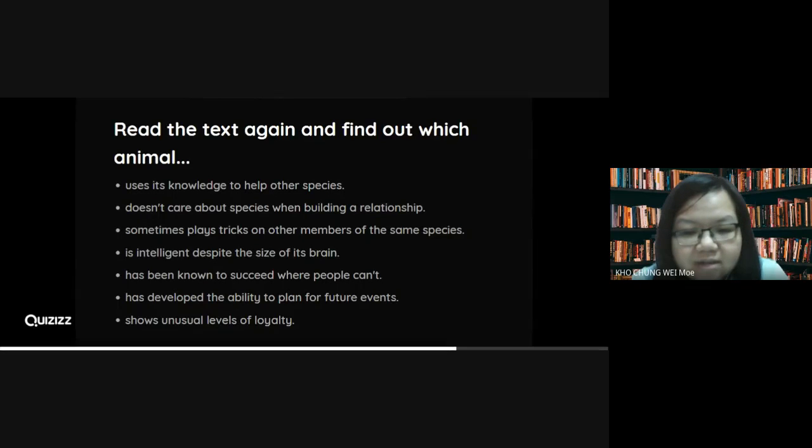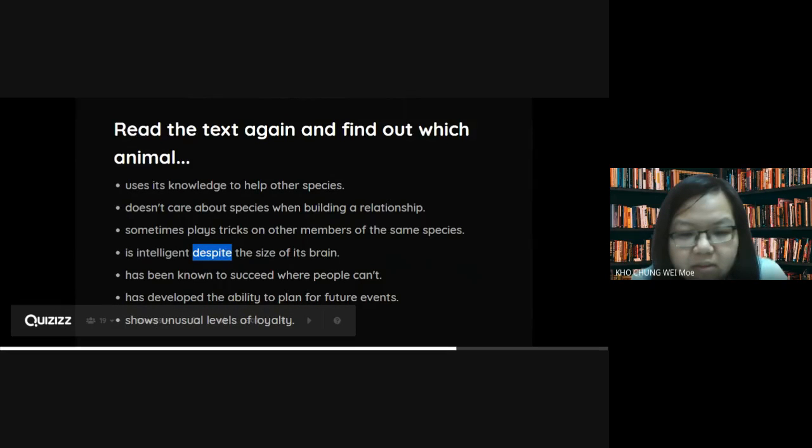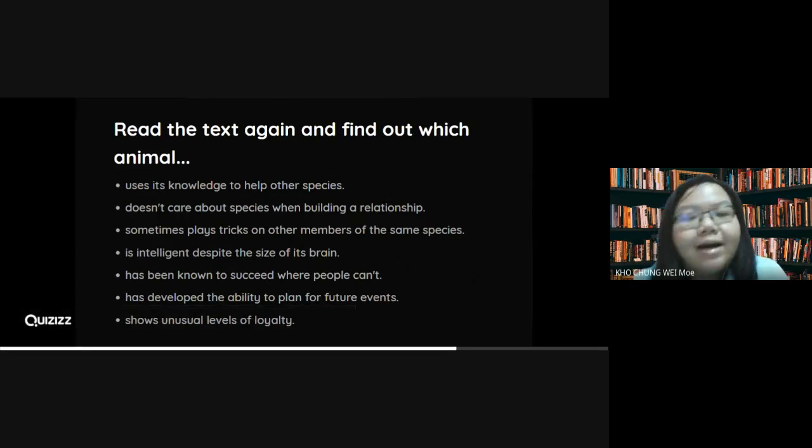Like, is there anything that you're not sure of? For example, you don't understand what it means. I'm going to explain the fourth one. It's intelligent despite the size of its brain. Despite here is what we call a linking word that shows contradiction. Okay, so intelligence is something positive. So if you want to contrast it with a small size, then you use despite. A small size brain, you use the word despite. Okay, so despite is a connector that is used to show contradiction.